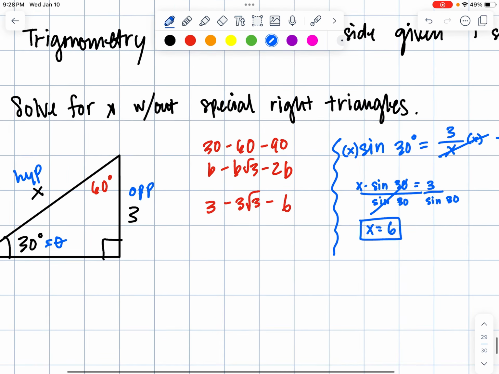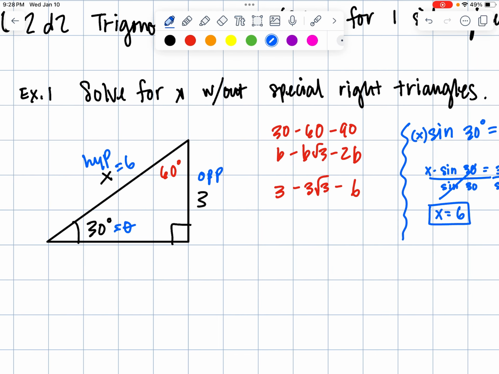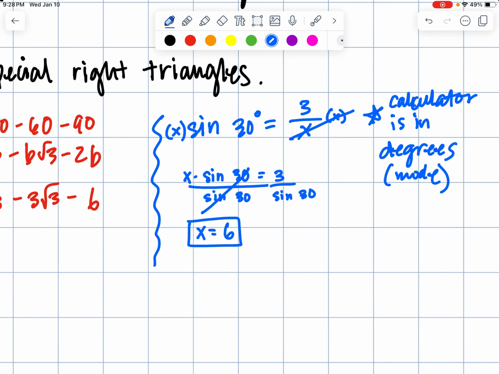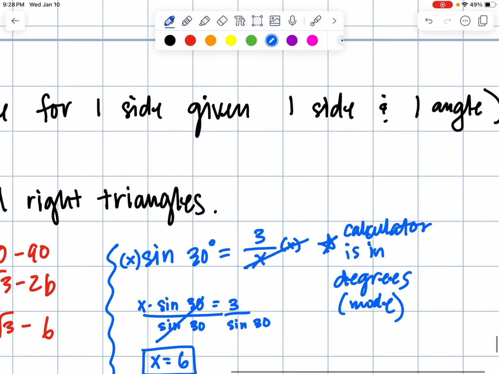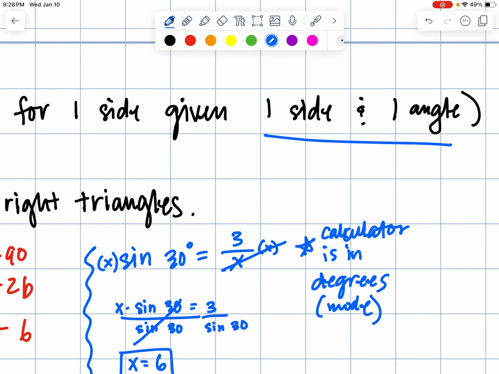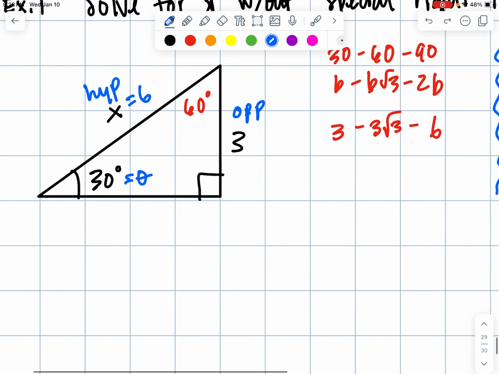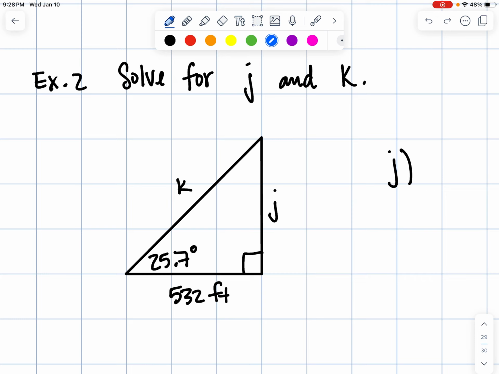Okay? And we could say x is equal to 6, and we're done. All right, so that is how you would solve without the special right triangles, given one side and one angle. Now, if we really, really wanted to, we could solve for the last side. We're not going to do that. We're going to move on to example number 2, solving for j and k.